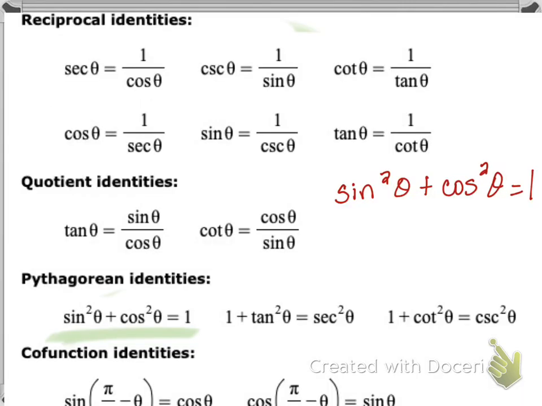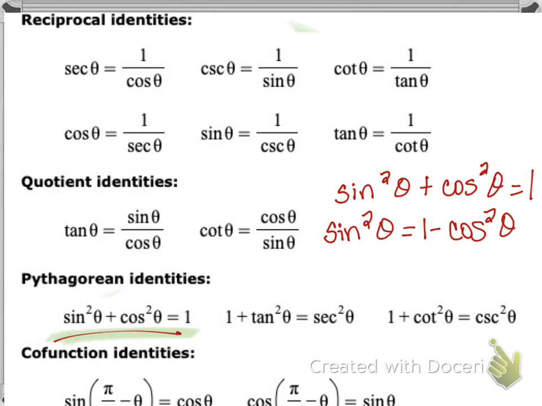That's what I'm proving. So I need to get rid of a sine squared of x, and I need to get another cosine squared in there. So that's why I'm solving this for sine squared. So I am going to subtract cosine squared from both sides. So I will end up with sine squared of theta equals 1 minus cosine squared of theta. Okay, so I just subtracted that. I took this identity right here and rewrote it.